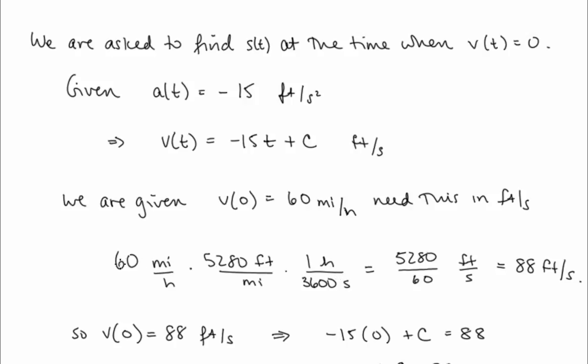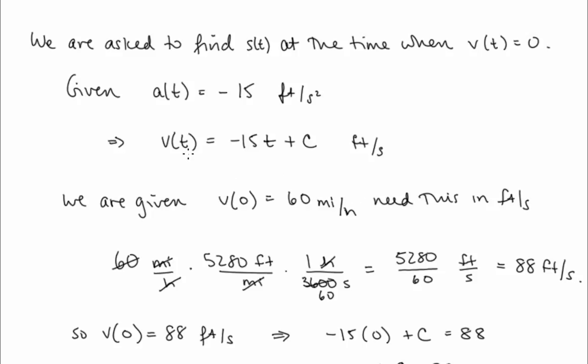So when we simplify, we have a 60 here. That'll leave us a 60 here. We have hours that cancel with hours. We have miles that cancel with miles. And we get 5280 over 60 feet per second, which simplifies to 88 feet per second. So now we have our initial velocity in terms of feet per second, and now we can proceed.